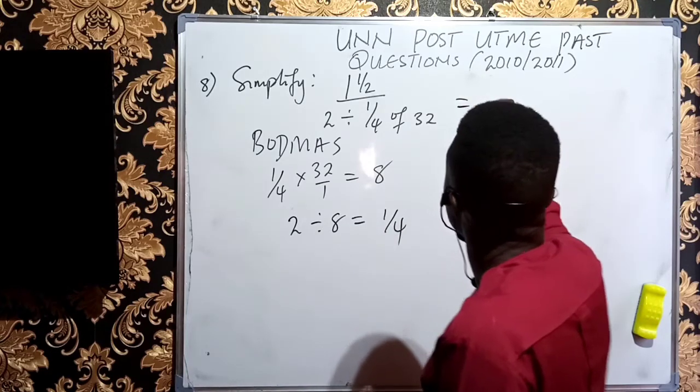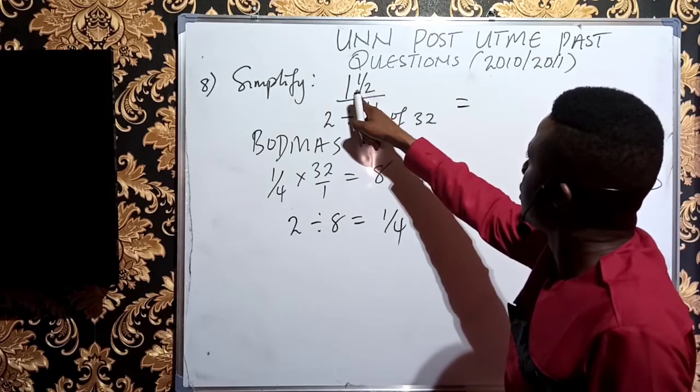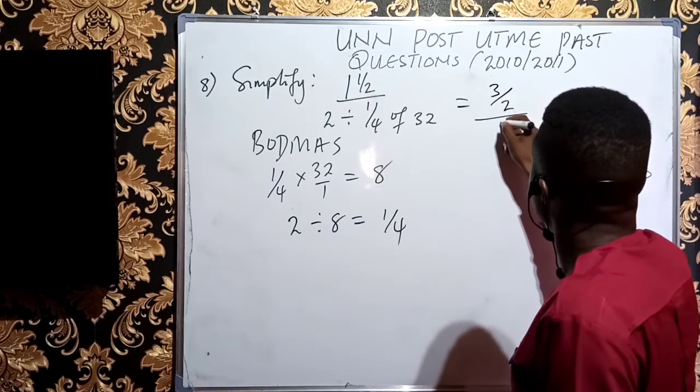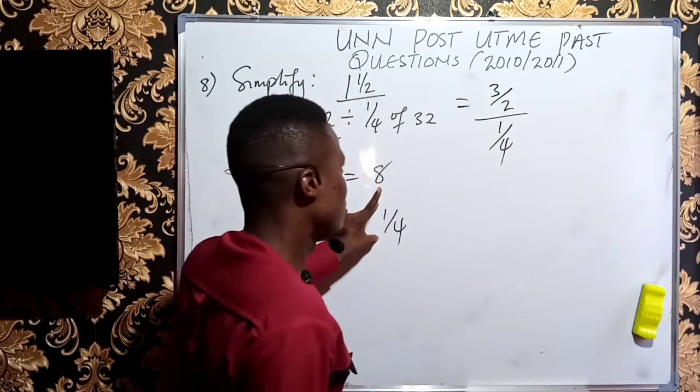So the whole fraction becomes 1 1/2, which is 2 times 1, 2 plus 1, 3 over 2, divided by 1 over 4. That is the implication because the denominator is now 1 over 4.